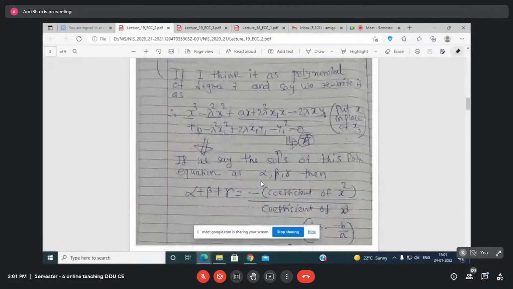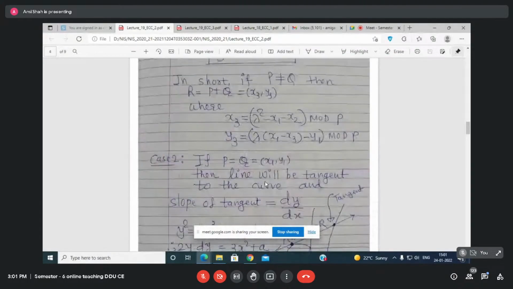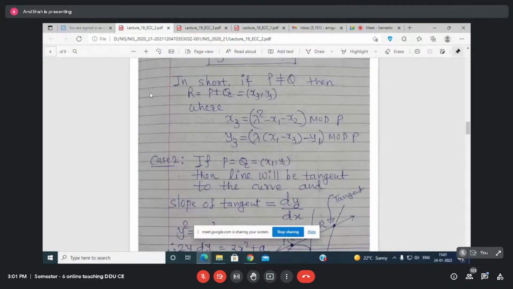So now just remember this formula. I have explained how exactly you are getting it, but the two formulas you have to remember. If P and Q are different, meaning the x coordinates and y coordinates are different, and you are performing the addition on these two points, then the value of R, that is x3, y3, you can get by using this formula, which gives another point on the curve. So this equation you have to remember.